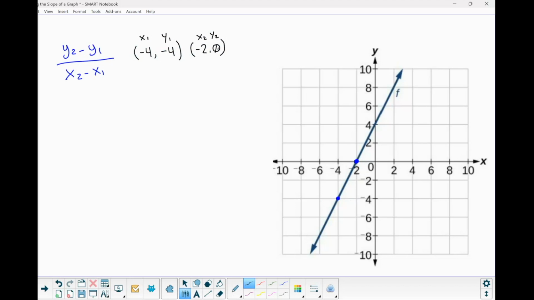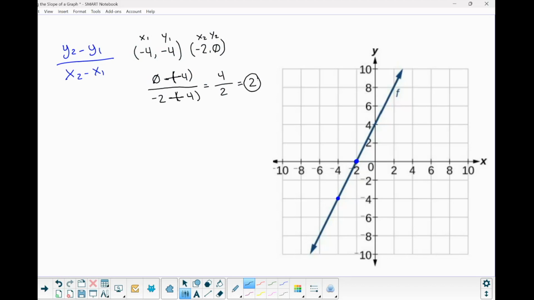And now we're going to plug it into the formula. We have 0 minus -4 over -2 minus -4. 2 negatives make a positive. 0 plus 4 is 4. 2 negatives make a positive. -2 plus 4 is 2. And we can simplify this. 4 over 2 is 2. Now this would be our slope. So that would be one way to do it.